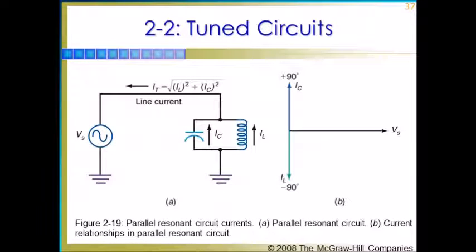From the first figure, we can see what a parallel resonance circuit looks like. We can find its total current by adding the square of the inductor current and capacitor current and finding the square root of its sum, while the second figure is the current relationships in a parallel resonance circuit.